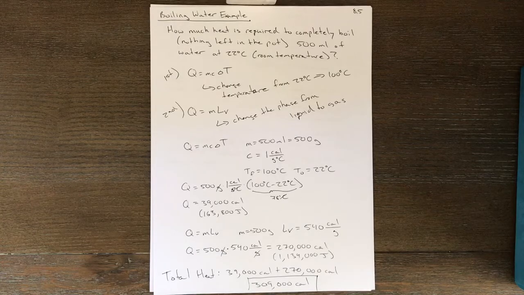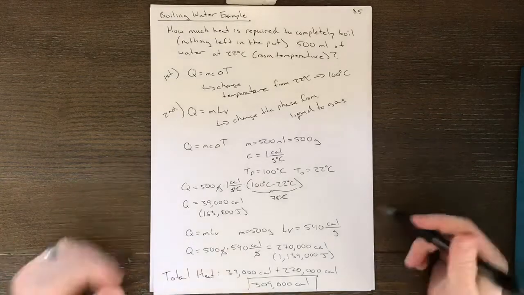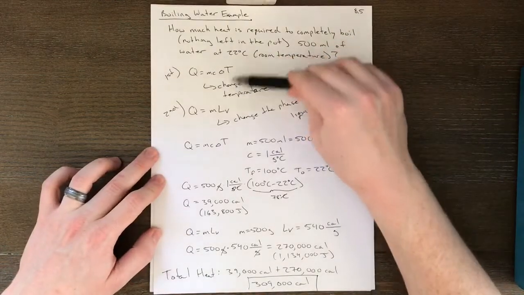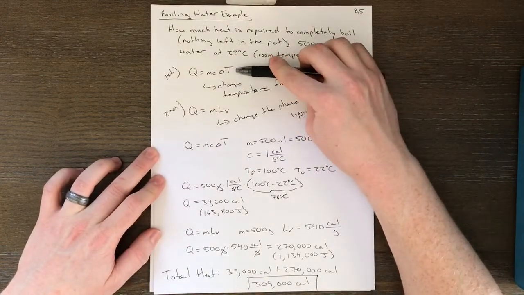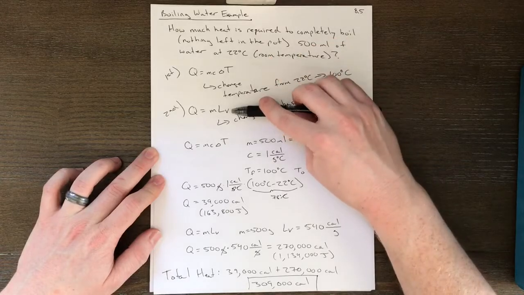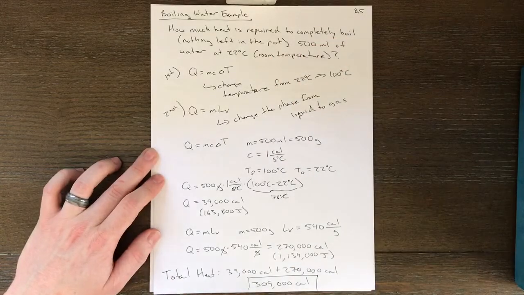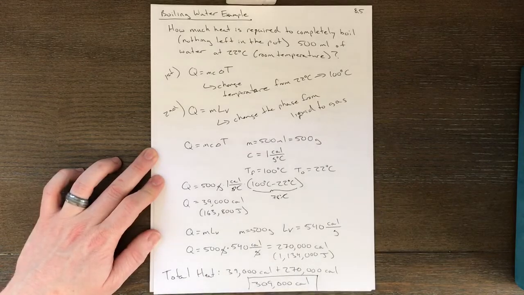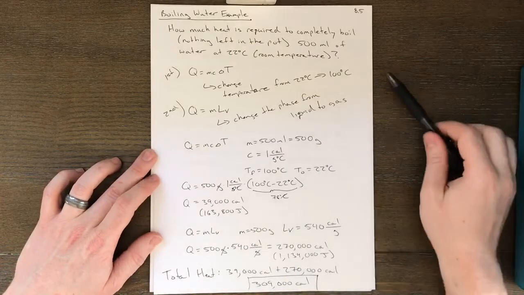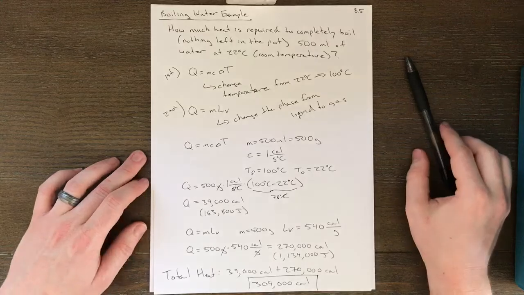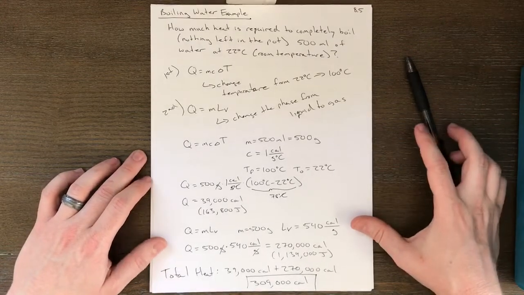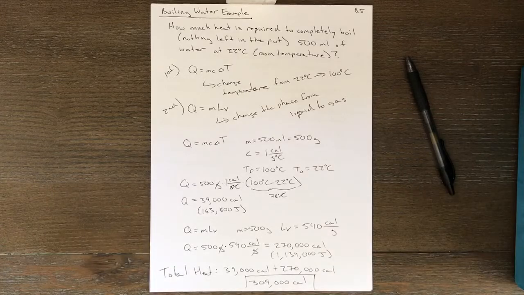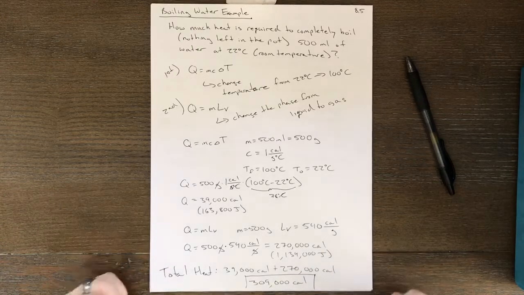All right, but that is a nice basic example involving both of our equations from this chapter. First, how we change temperatures. Second, how we change phases. And if we want the total amount of heat required for that entire process, we need to add all of our steps together. All right, so we'll stop there for this video and come back talking about conservation of energy in terms of heat.